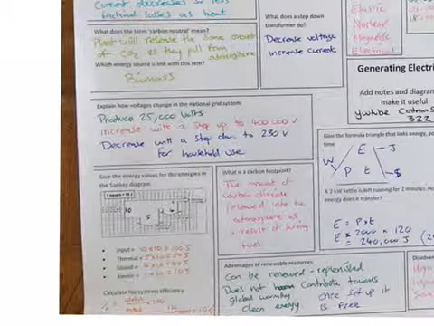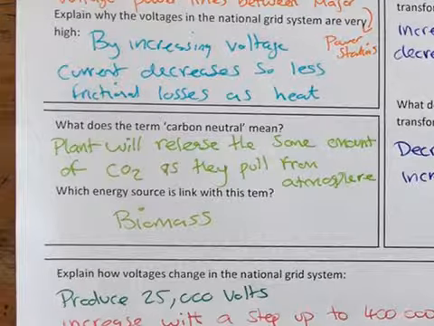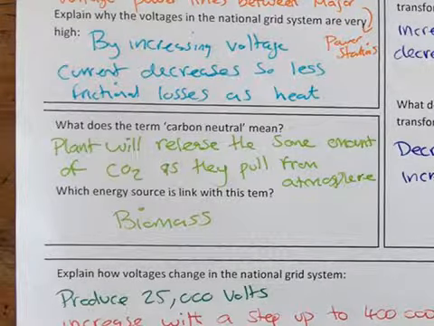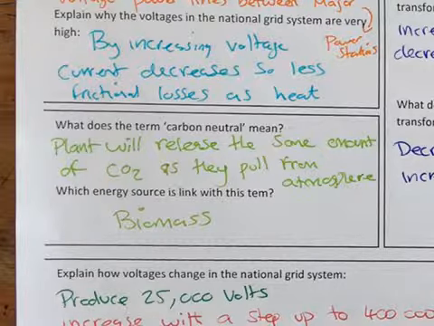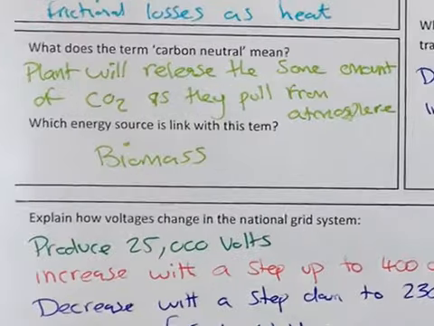There was one about carbon neutral somewhere. There we are. What does the term carbon neutral mean? Well, plants will release the same amount of CO2 as they pull from the atmosphere. So when a tree grows, it's going to use carbon dioxide and water, and it's going to turn that into glucose and oxygen. That's your photosynthesis equation. So it's pulling carbon dioxide in from the atmosphere, but when it's burned, it releases the same amount of carbon dioxide. So it's carbon neutral. It doesn't contribute towards global warming in that sense.